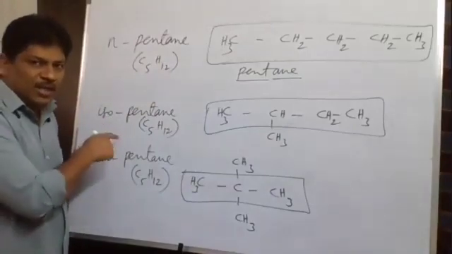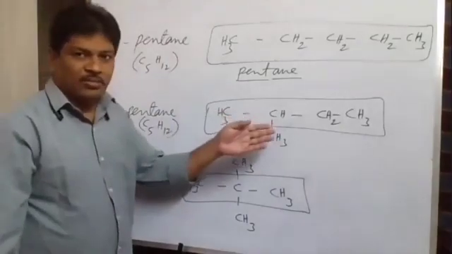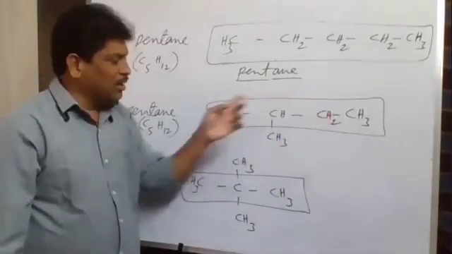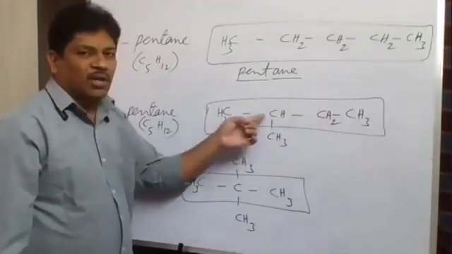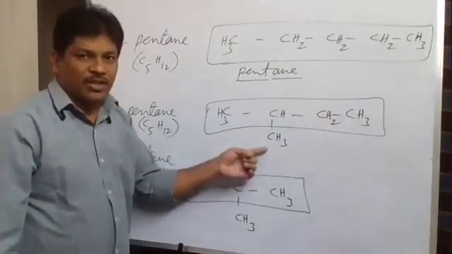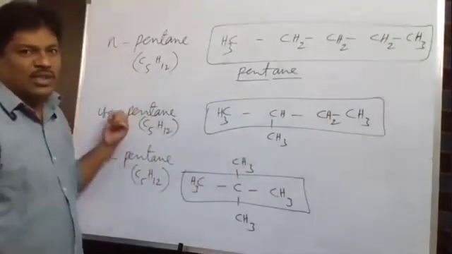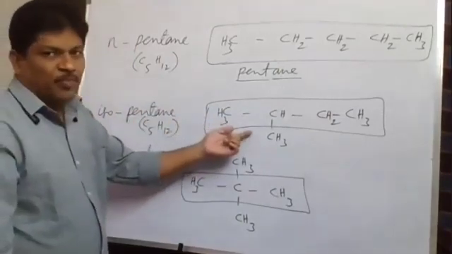We said isopentane here because in the given continuous chain, the last but one carbon, the terminal one, is attached to what? One methyl branch. That's why we have given the prefix iso in this case. So isopentane is the common name here.